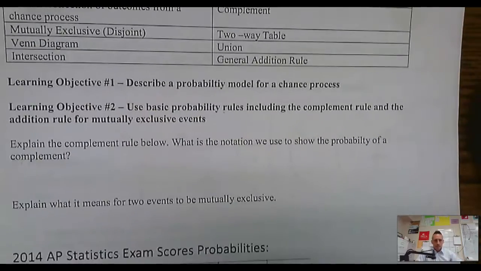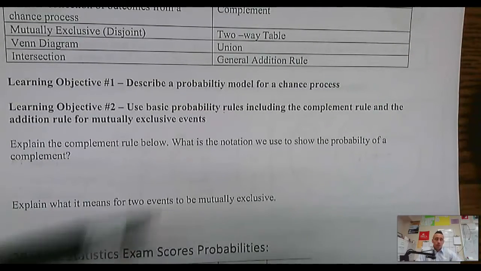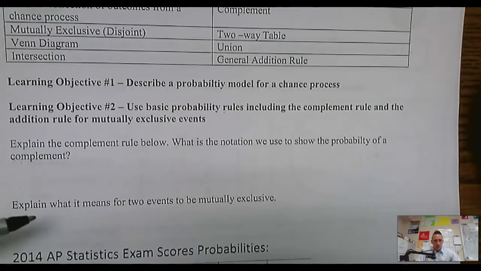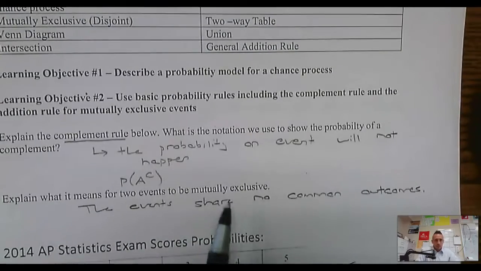All right. Explain what it means for two events to be mutually exclusive. If you can, give an example. So again, pause the video, see if you can write down what that is. If you need to, look back at lesson 5.1. So two events being mutually exclusive means they have no common outcomes. They cannot happen at the same time. You cannot roll a die and get a 5 and a 6 at the same time. It's impossible. So that's what it means to be mutually exclusive. The two events share no common outcomes.